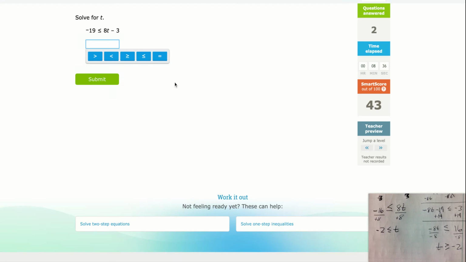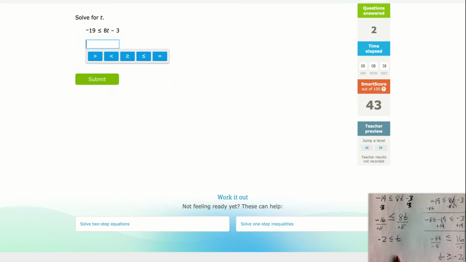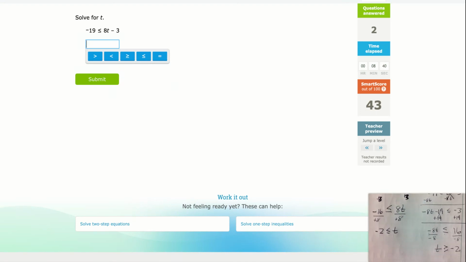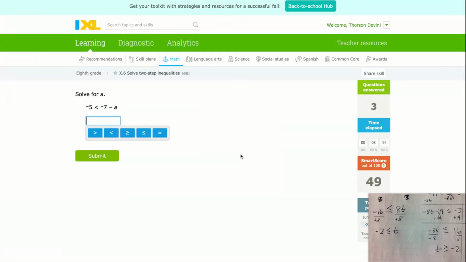Now, when you're doing this, if you like to leave the variable on the left, there's nothing wrong with that. In fact, I believe this system will even let you leave it on that side. So I'm going to plug in the negative 2, use this one over here, the less than or equal to t, and see if it accepts it. And it did. It accepted it just fine.